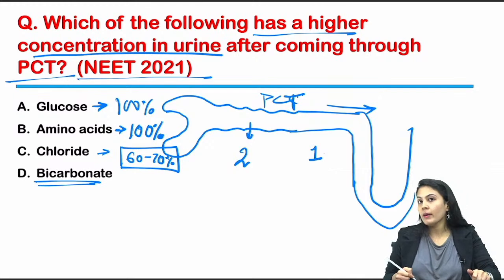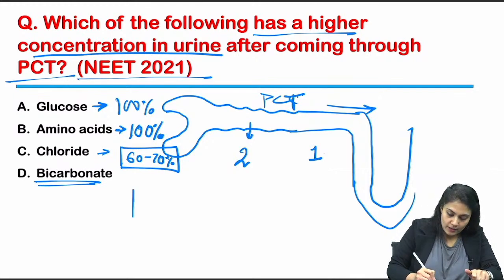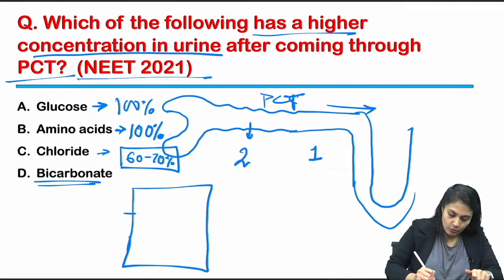Bicarbonate. About the bicarbonate, we have specific channels over here. We know that carbonic anhydrase type 2 is going to be present in the cell.